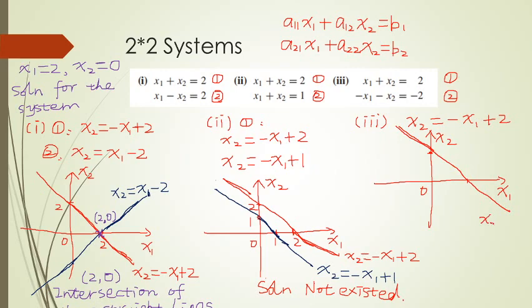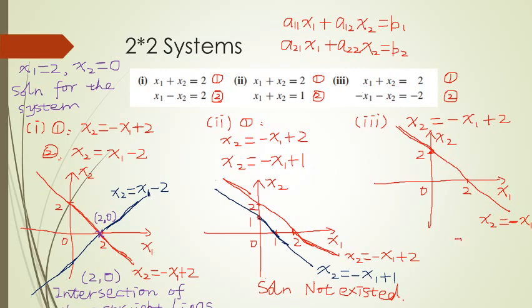So x2 equals minus x1 plus 2. We only have one straight line for this 2 by 2 linear system, right? But we are going to have an infinite number of solutions. Any point you choose on this straight line will satisfy x1 plus x2 equals 2, right? 2, 0; 0, 2; 1, 1; 1.5 plus 0.5.